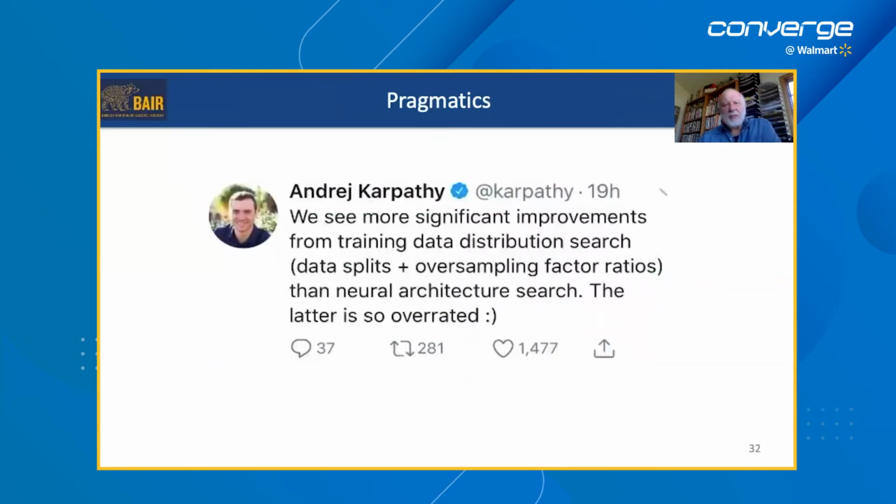And I think we cannot understate the power of pragmatics here. Another tweet from Andrej Karpathy says he actually sees more significant improvements from training data distribution search, that is, looking at the data splits as you train and oversampling ratios, than from neural architecture search. The latter is so overrated. So what he's emphasizing here is the tremendous power of different techniques, really pragmatic approaches that one uses during training of the deep neural net, and the importance of curating the data as you do that.